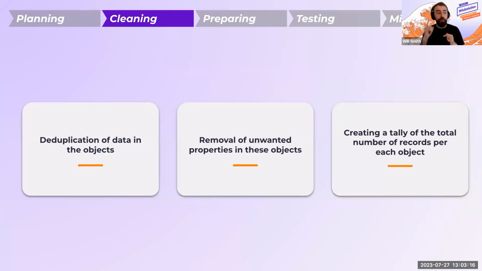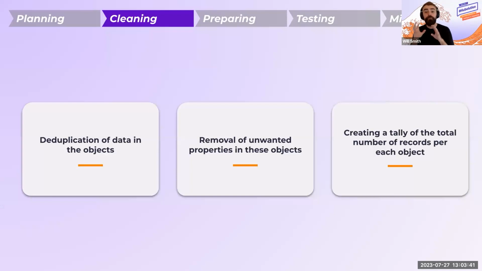So number one, you want to dedupe any data in those objects. You want to make sure that there aren't duplicate records, duplicate contacts, deals, etc. It is much easier to do this in the source than it is to do it in the migrated data. Lots of people ask, can't we just move everything over and then clean it up afterwards? It's going to make the whole process so much more difficult. It is much easier to dedupe within the source.